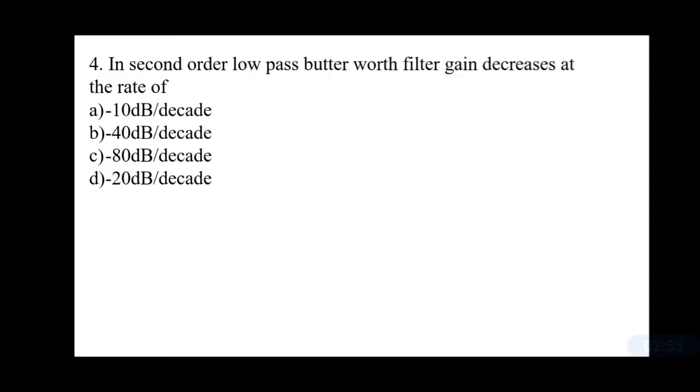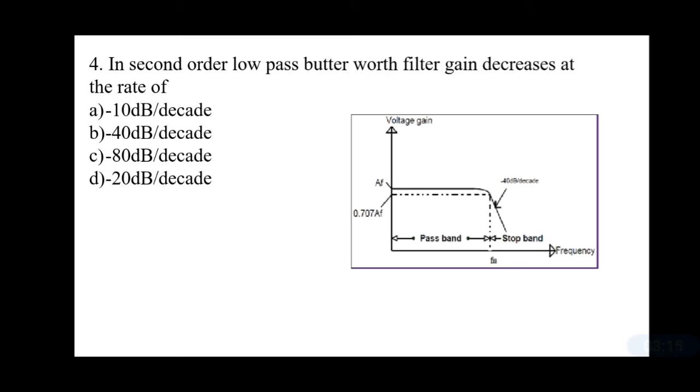Next question. In a second order low pass Butterworth filter, the gain decreases at the rate of... The first order low pass Butterworth filter is 20 dB per decade, and here we ask about the second order low pass Butterworth filter, which is 40 dB per decade. Showing the frequency response curve graph, minus 40 dB per decade is the correct answer. Option B is correct.